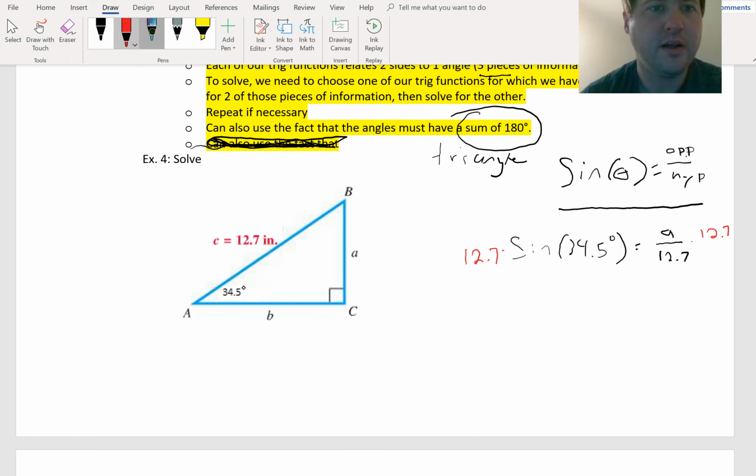So what do we need to know here? We have on the right side, a is divided by 12.7 and multiplied by 12.7. So these are going to cancel out. Like if I multiply something by 2 and then divide it by 2, I haven't really done anything. Those two things cancel each other out. So I'm going to cancel these out. Alrighty. So on the right side, I'm left with a. On the left, I've got 12.7 times sine of 34.5 degrees.